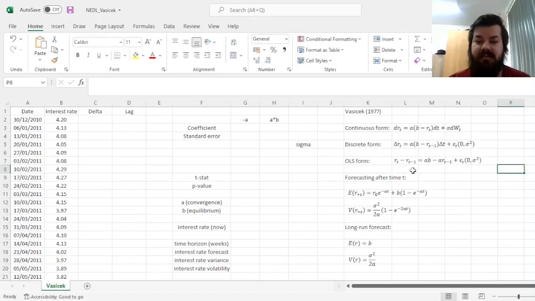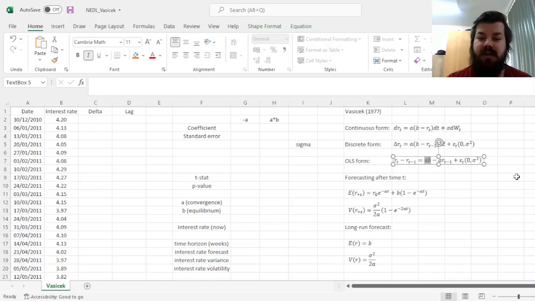What is neat here is that the constant in this model, if we expand this particular parameterization, would be an estimator of the product of A and B, and the slope in this regression would be the estimator of negative A, the negative of the convergence speed or adjustment speed. So let's proceed to the estimation.